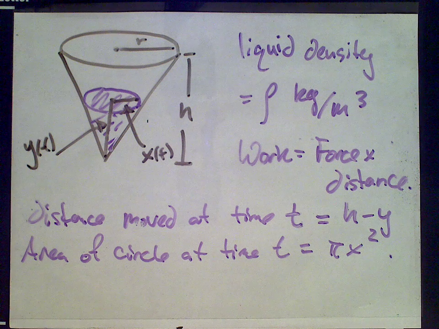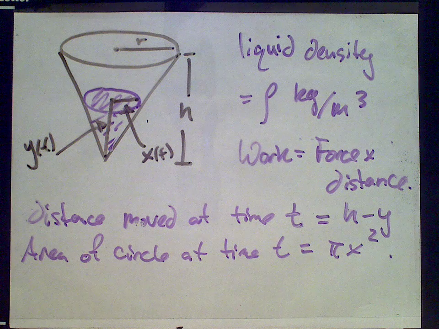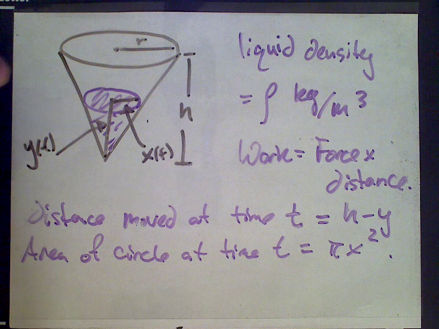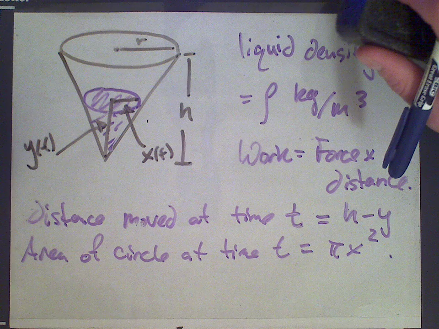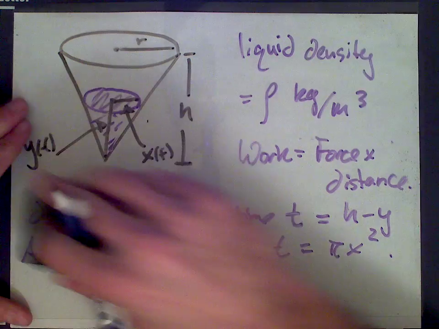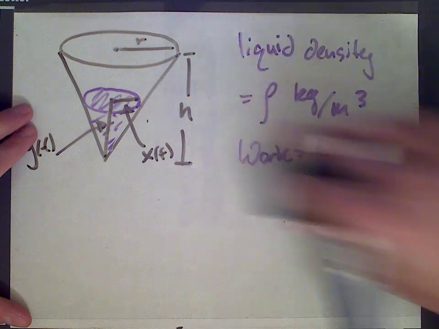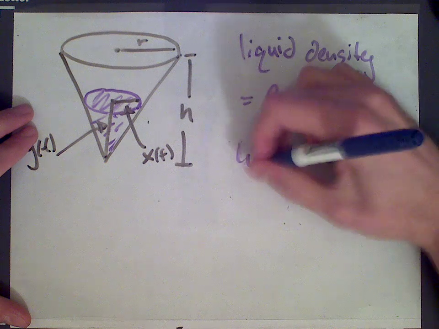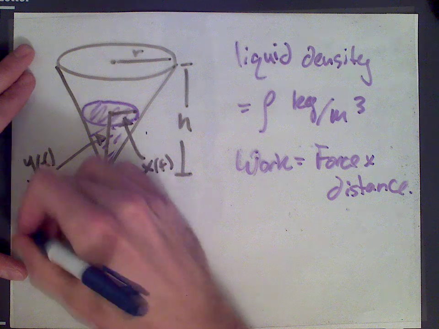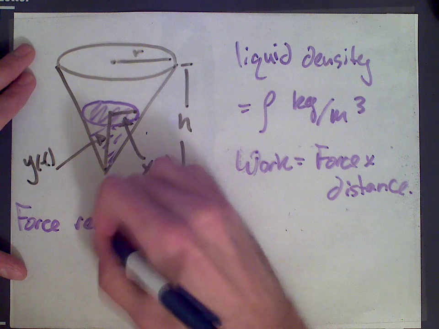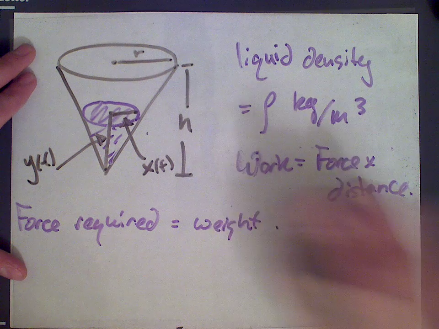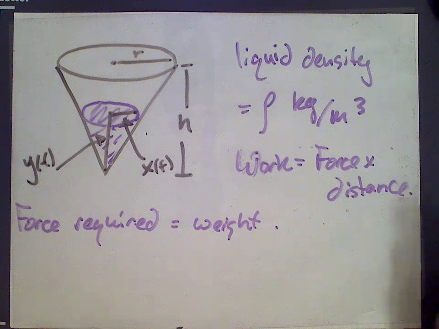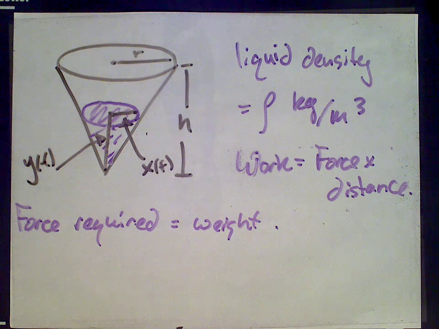What is the force required at time t to move a given portion of water? Let's look at a really small cross-section of the water that we need to move, like a slice. It'll form a disc. I'll leave our work formula there. The force required is equal to the weight of the water. To get the weight, we take the mass and multiply it by 9.81, or the constant g.